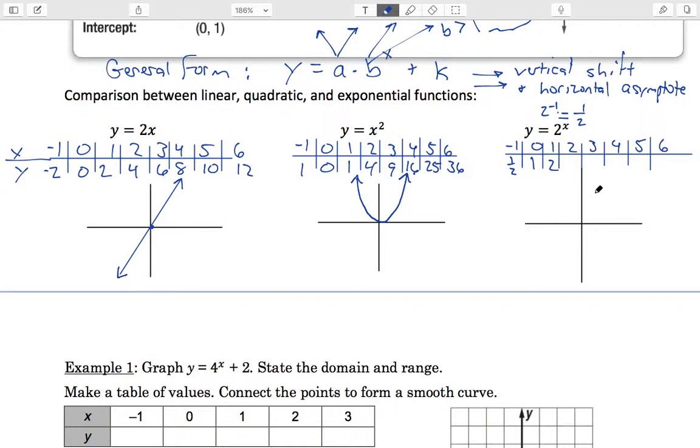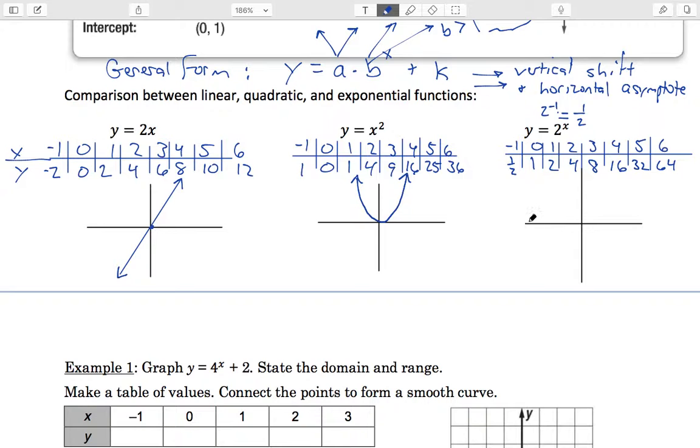Let's see how far we can get here. 2 to the 2 is 4. 2 to the 3 is 8. 2 to the 4 is 16. So what's the pattern? What are we doing here? Just multiplying our previous number by the base. We're multiplying the previous number, in this case, by 2. And that's what an exponential function does. It multiplies the previous number in the sequence by whatever the base is.